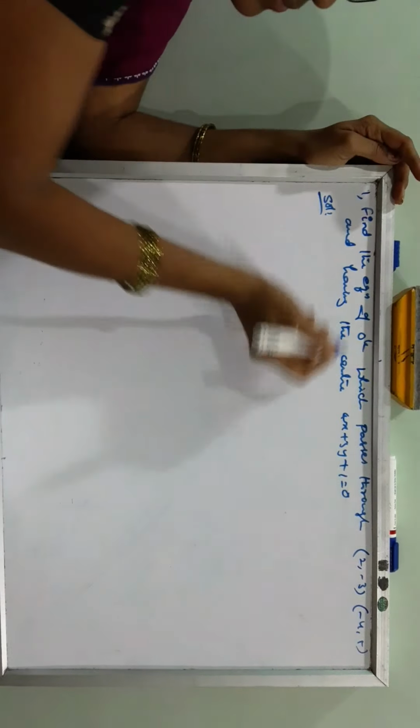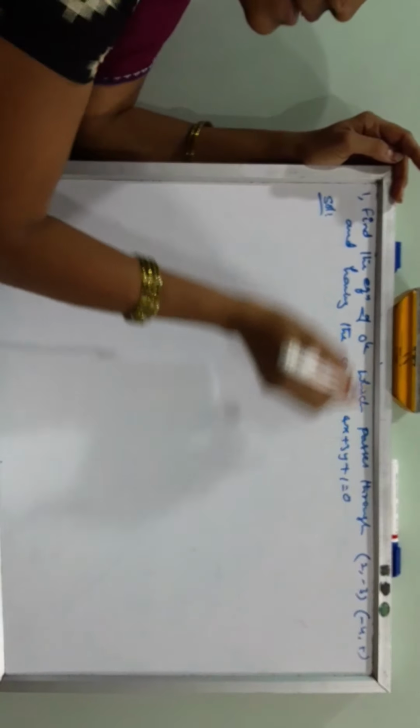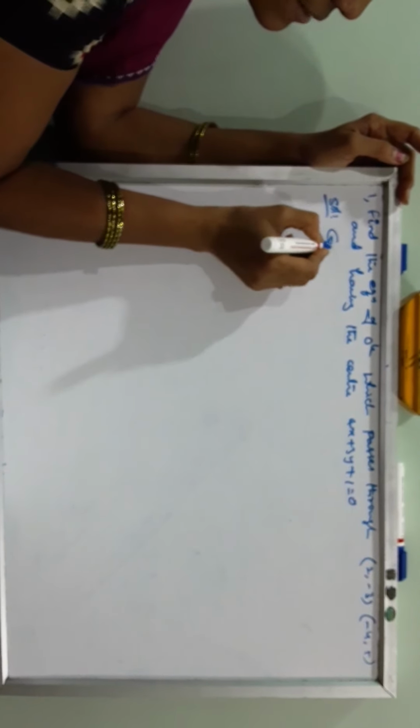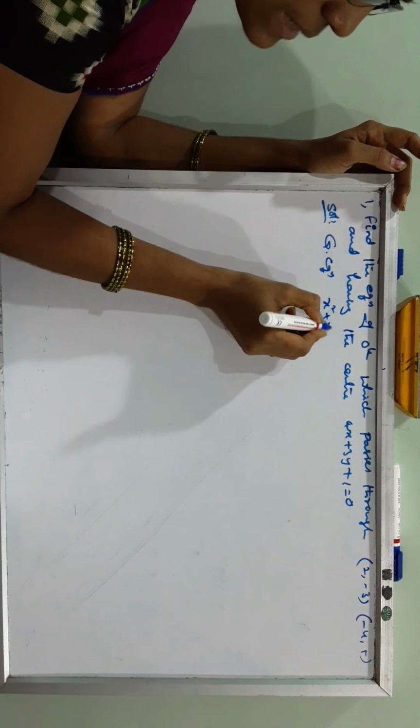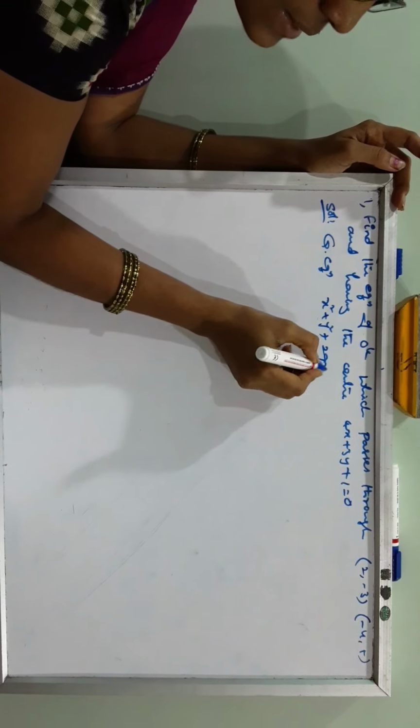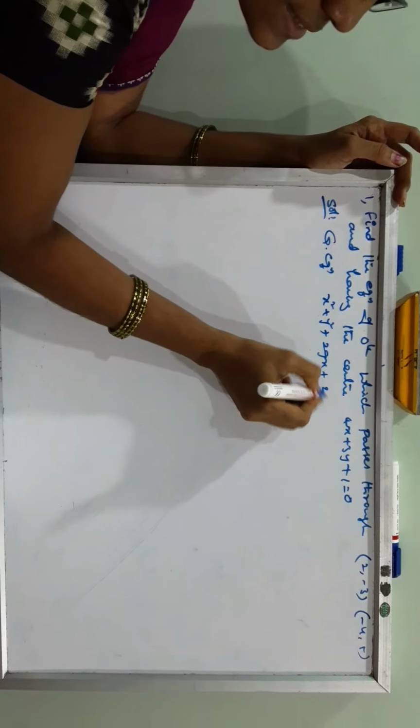Now, solution. What is the general equation of circle? The general equation of circle is x² + y² + 2gx + 2fy + c = 0. Equation 1.